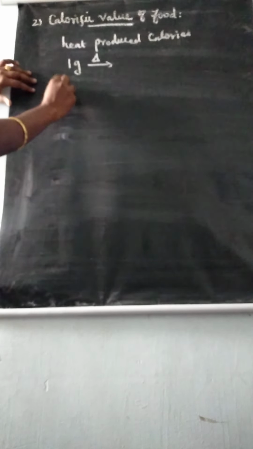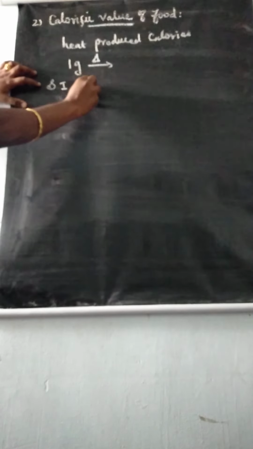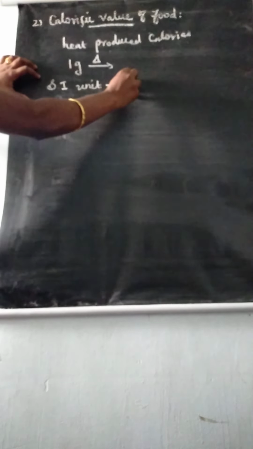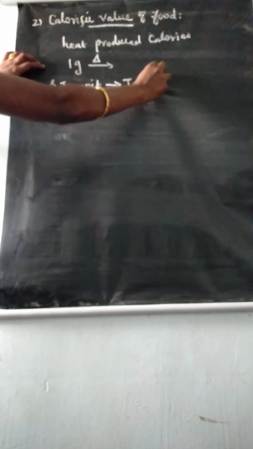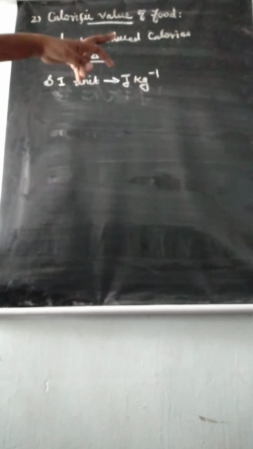And here, what is the SI unit of calorific value? The SI unit of calorific value is joule per kilogram.